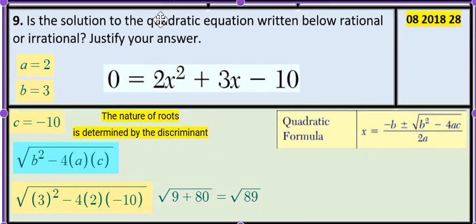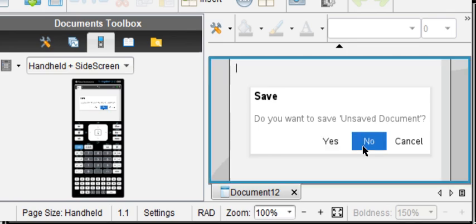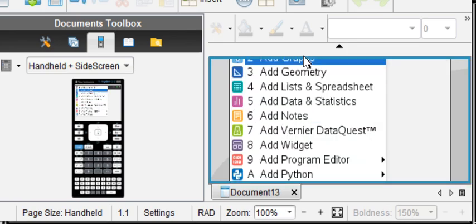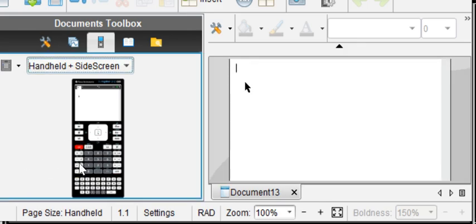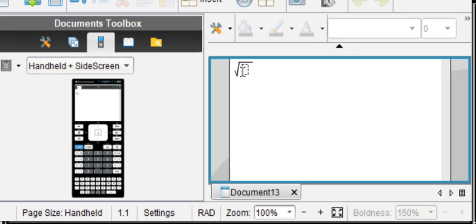So when I'm considering rational or irrational, I'm just going to put that right in my calculator. So home screen, new doc, say no, and add a calculator page. Now, what I want to type in: control, the squared key to get the square root symbol, 89. And then I'll put a decimal next to it so that I'm saying, give me a decimal approximation.